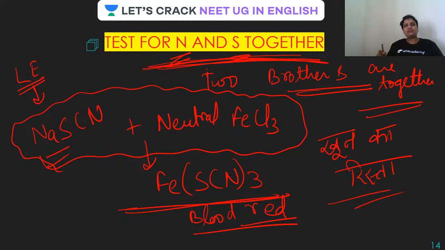So guys, when nitrogen and sulfur, the two brothers, are together, you are going to get a blood red coloration. I hope you are not going to forget it. You will remember it. Very good, guys. Now the next one.